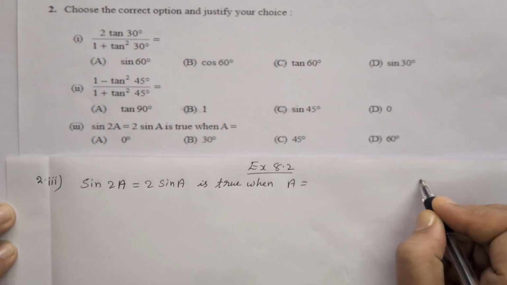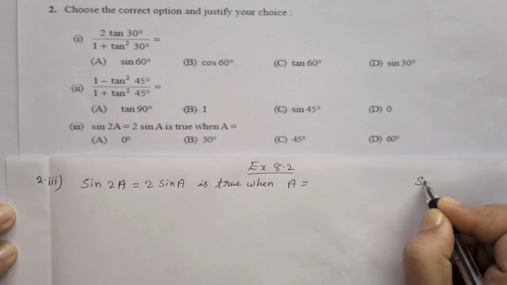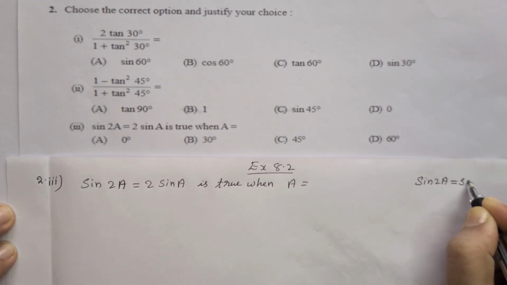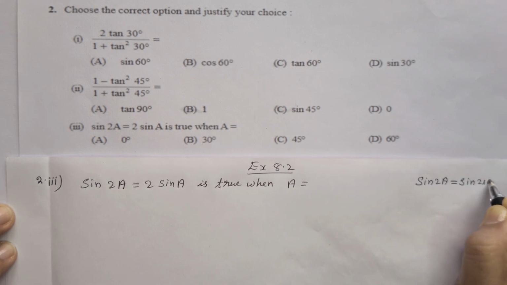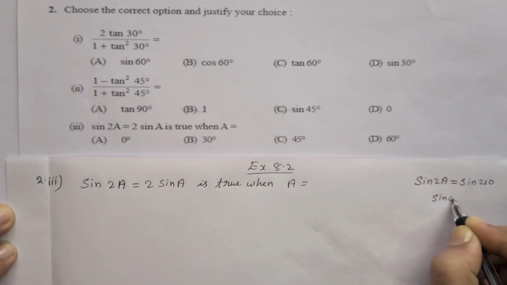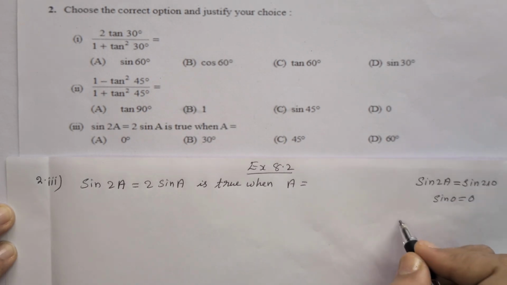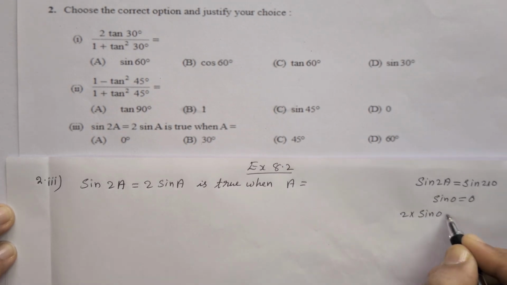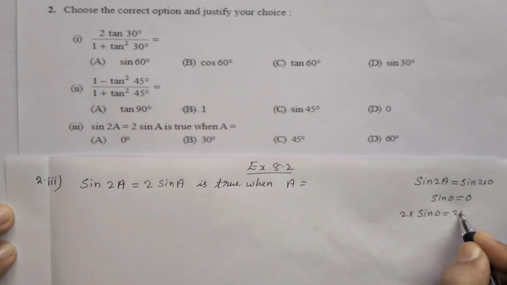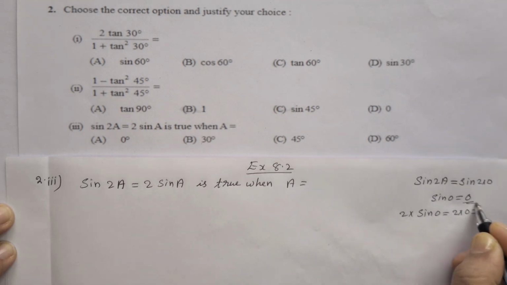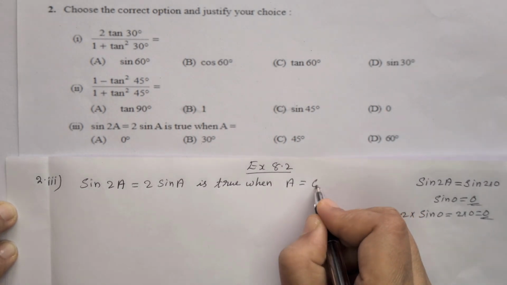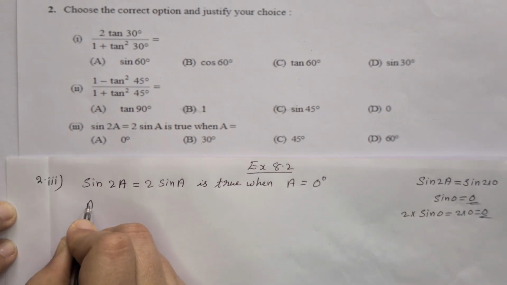We know that if we are taking angle A as 0, left side sin 2A. Sin 2A means sin 2 into 0. If angle A is 0, then that will come sin 2 into 0. That means sin 0 is equal to 0. Then the right side 2 into sin A. 2 into sin 0. We know the value of sin 0 is 0. So 2 into 0, that also 0. So in both the cases LHS and RHS, we are getting the same value when A is equal to 0 degree. That means option A is correct.